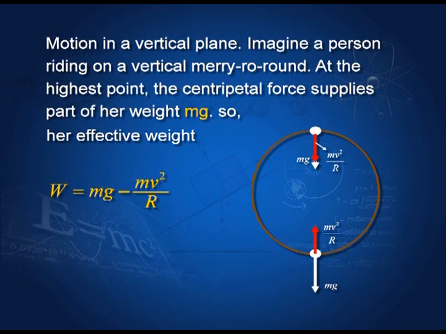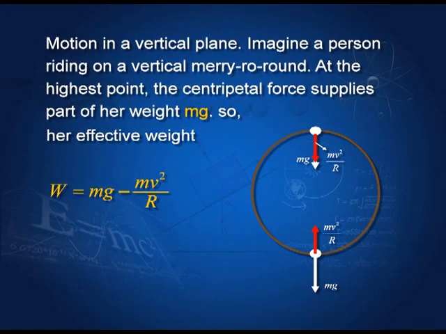And if we recall that the centrifugal force offsets the force of gravitation, then you can see that in this case the centripetal force supplies part of the weight of the object mg. So, the effective weight of the object would be W equal to mg minus mv squared by r, because part of the weight has been supplied by the centripetal force.